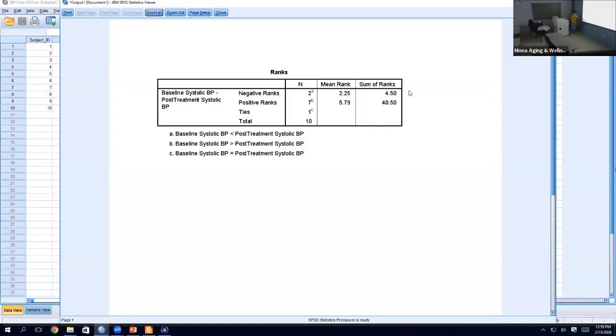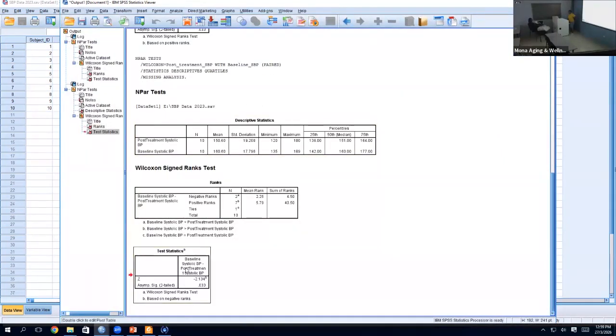All right, let me pause it for a little while. Let's do the positive ranks. So, 2 negative ranks, the sum of the negative ranks 4.5, the mean rank for the negative ranks 2.25. Then we have the positive ranks. We had 7 positive ranks, and the sum for those positive ranks was 40.5. And then we have the mean rank, which is 5.79. Let me just pause it right there. Good. Close that. The next table.